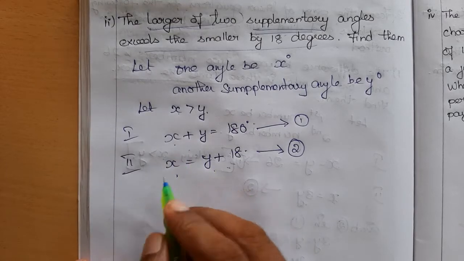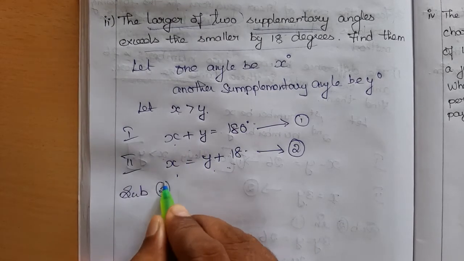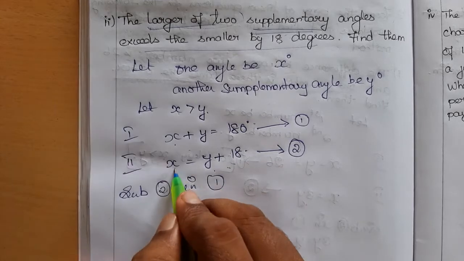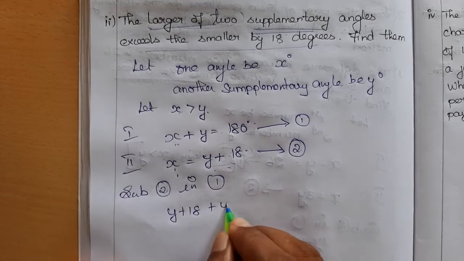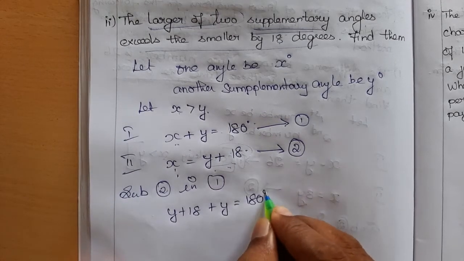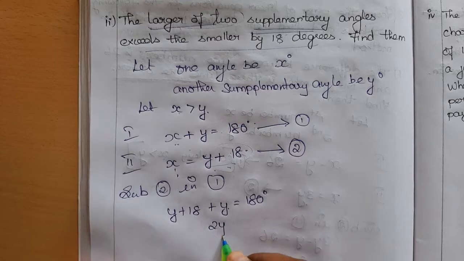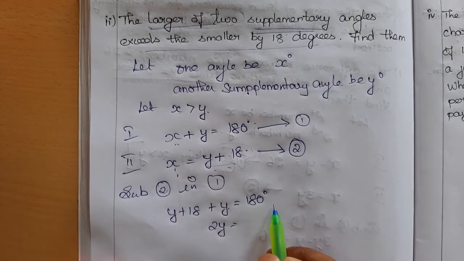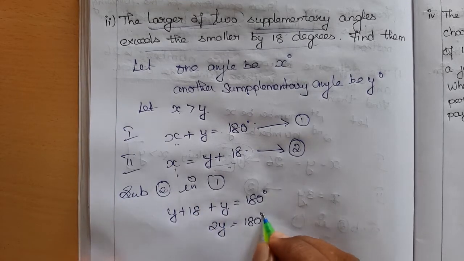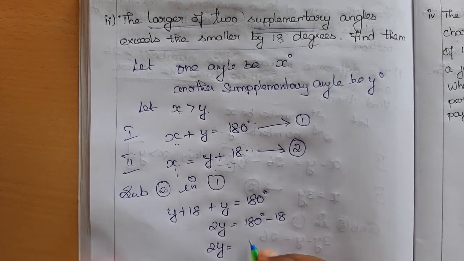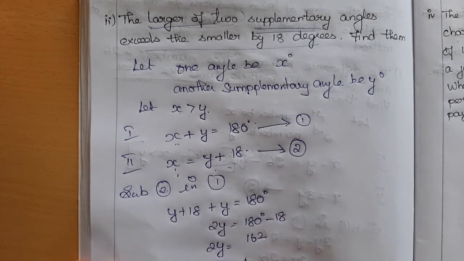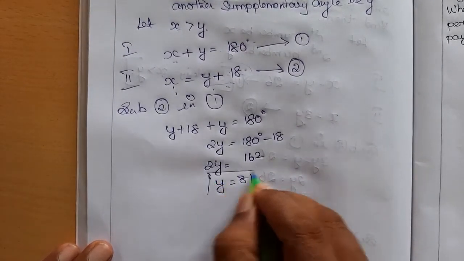Substitute equation 2 in 1. So in terms of x, you substitute y plus 18 in the first equation. So y plus 18 plus y is equal to 180 degree. So y plus y is 2y. So 18, if interchanged to this side, it will become a minus. So 2y is equal to 180 minus 18 is 162, and y is equal to 81, right? So value of y is equal to 81.